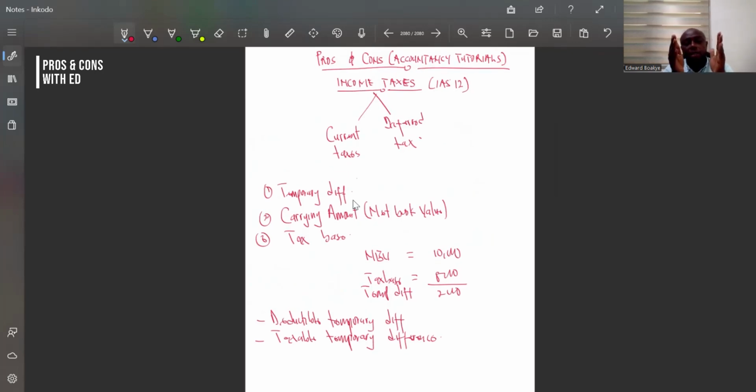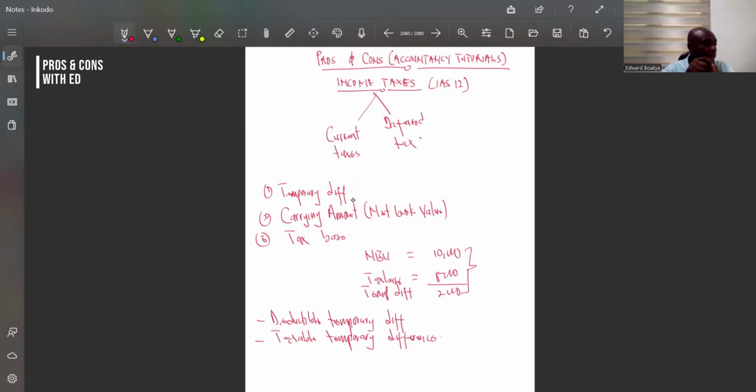We can only get deductible temporary difference if our tax base is higher than what? The net book value. So if we look at this scenario, we can easily see that this is not leading us to a deductible temporary difference, because our net book value was rather what? Higher than the tax base.